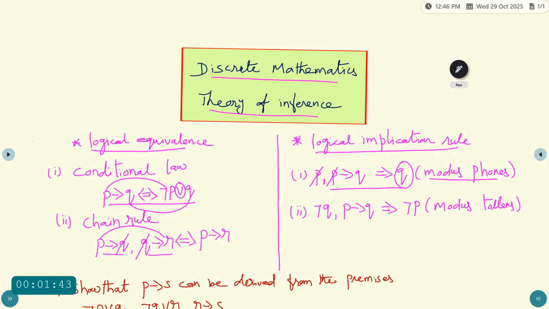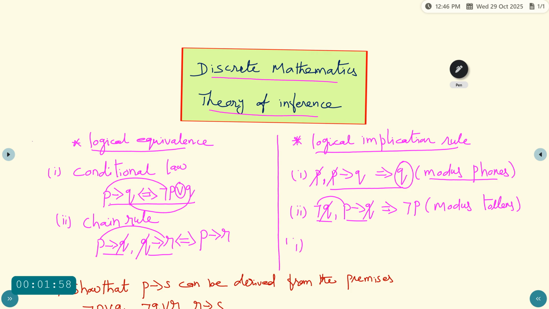Second one: negation Q and P implies Q can be written as negation P. Q cancels. So what is the remaining here? Negation P is the remaining. This rule is called modus tollens. So now we introduce two rules.